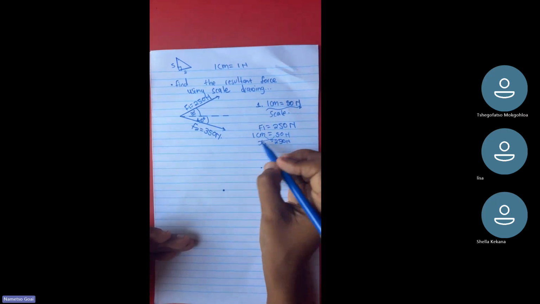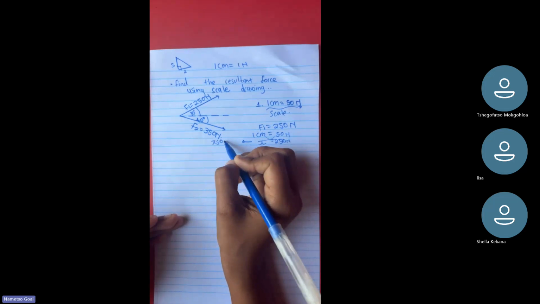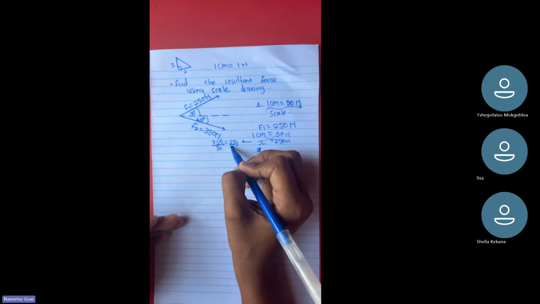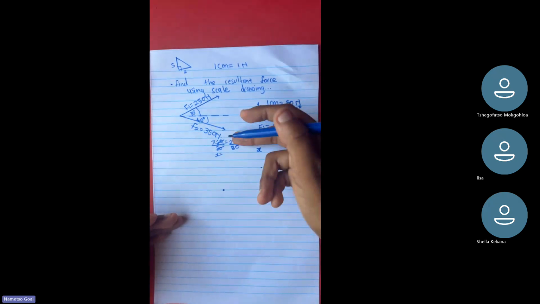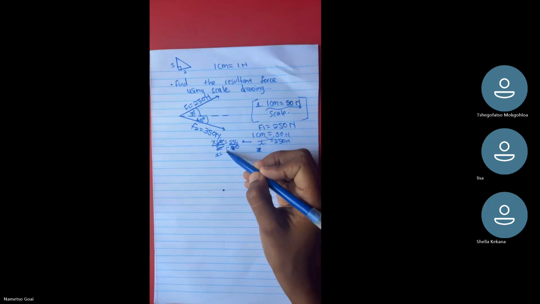Then we cross multiply. So it's going to be X. Let me just continue writing here because what if our drawing goes that way? So it's going to be X times 50 equals 250, divided by 50 on both sides. Do you guys understand why I'm doing what I'm doing currently? I'm just trying to find what 250 would be in terms of centimeters, because remember we set the scale for 1 centimeter to be equal to 50 Newton, right?